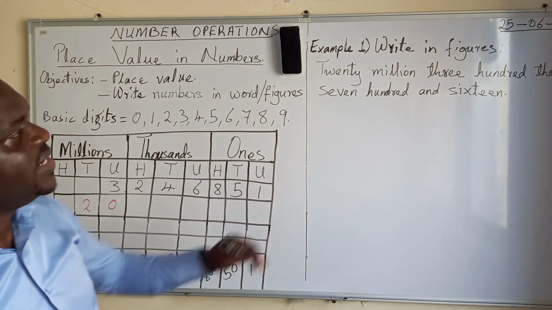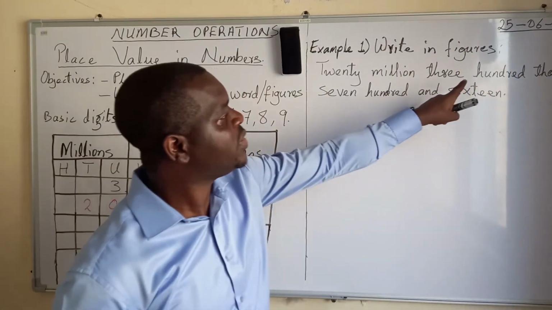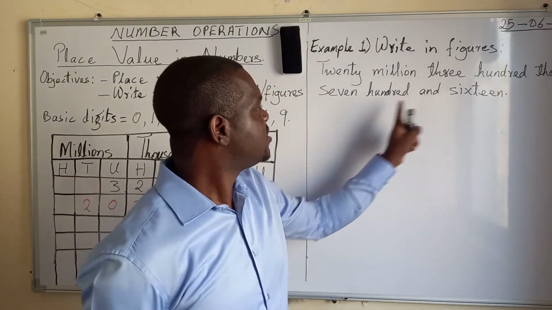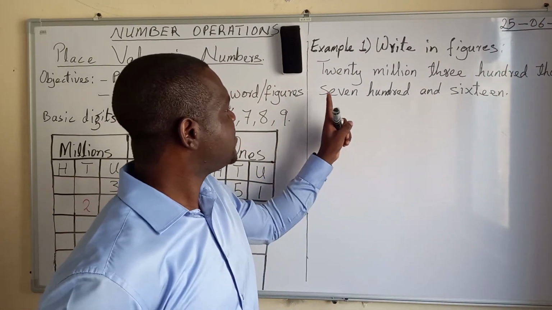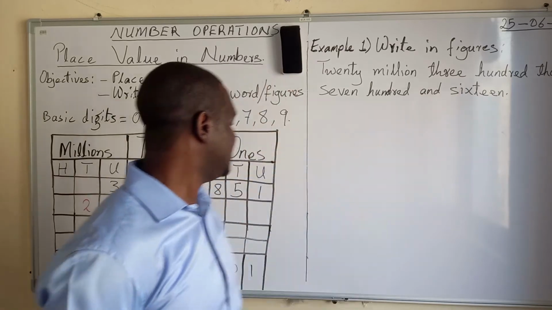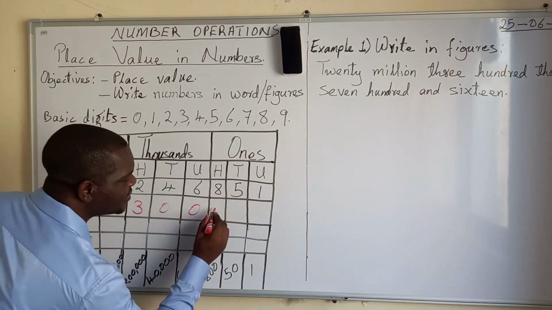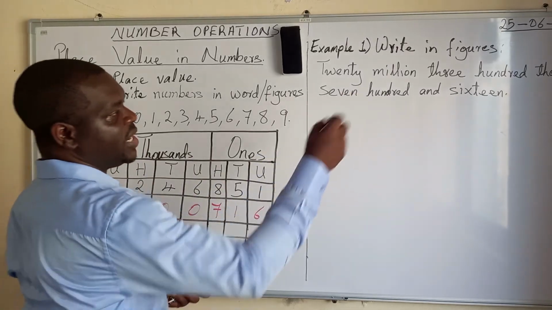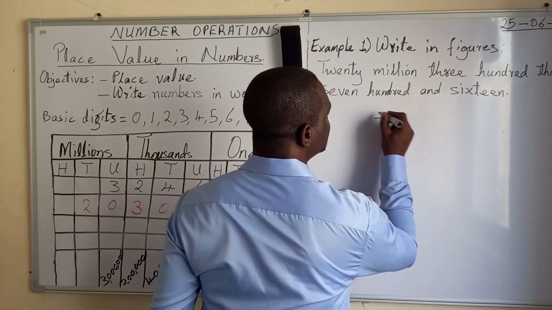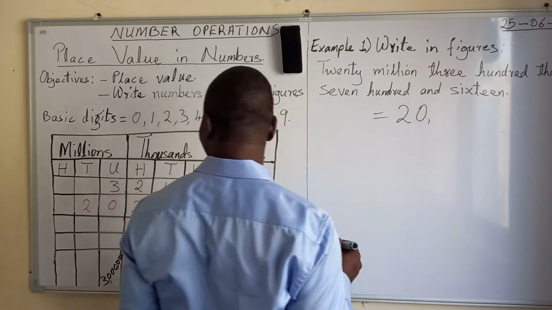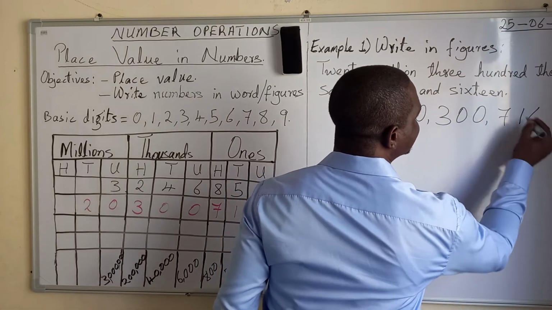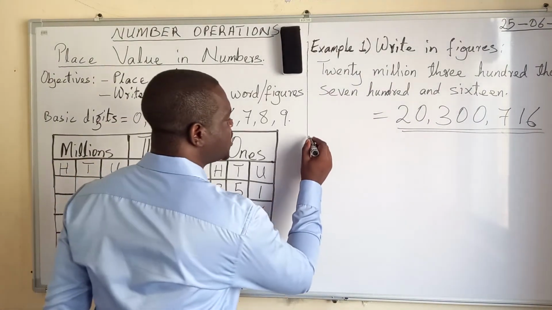I have it there. The next is you come under thousand. What do we have under thousand? 300. The next is under ones. Under ones you have 716. This number in figures will be equal to 20,300,716.